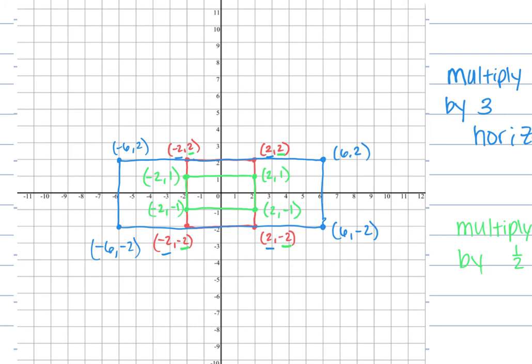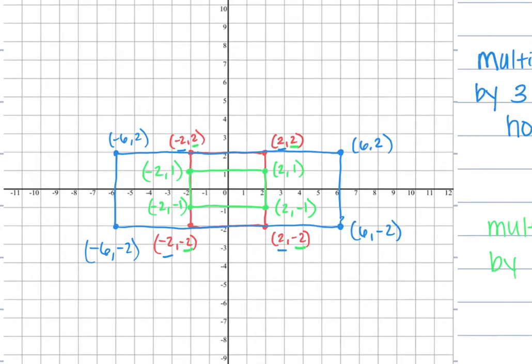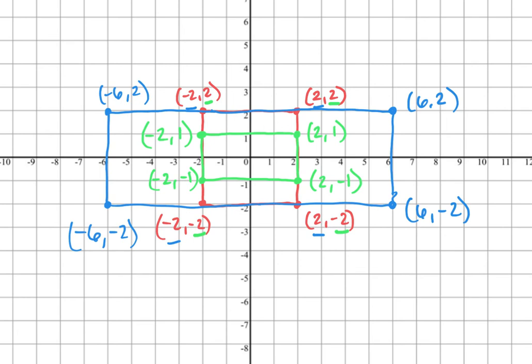You should have gotten 2, 1 because we're dividing this by 2, so we get 1. You should have gotten 2, -1 because you're dividing -2 by 2 to give you -1. Then you should have gotten -2, -1, and -2, 1. So you should have gotten that little green square in the middle. Does everyone see how I got that?